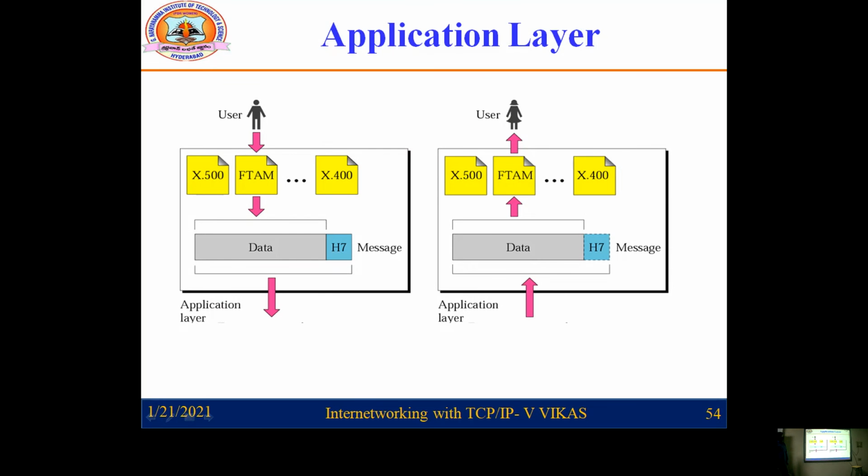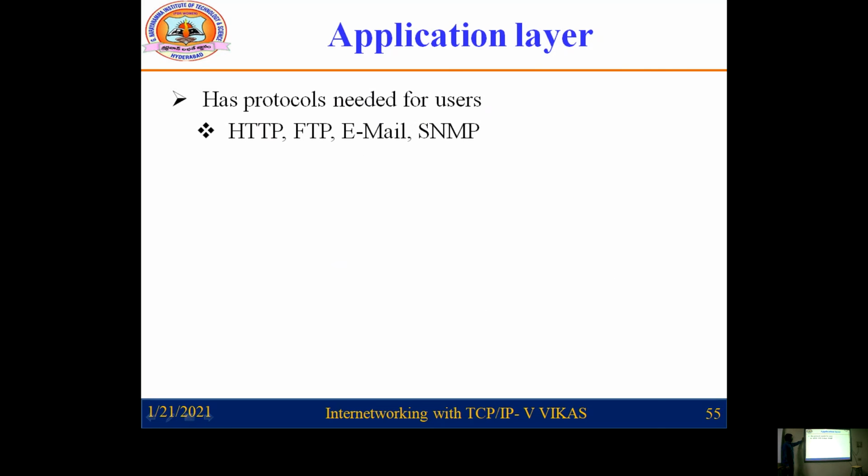Then when I come to application layer, you are going to have several applications here, like FTAM, X.500, X.400, and they will be communicating with others. And it has protocols like HTTP, FTP, email, SNMP. These things we have seen in the OSI model, right?